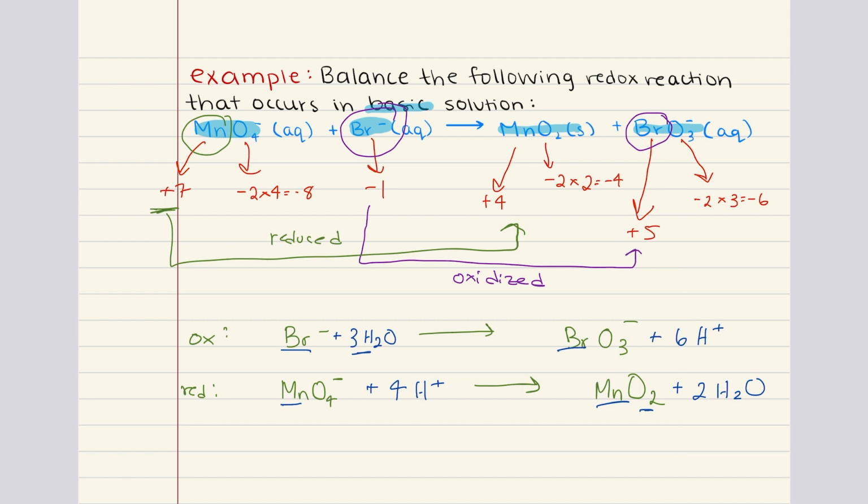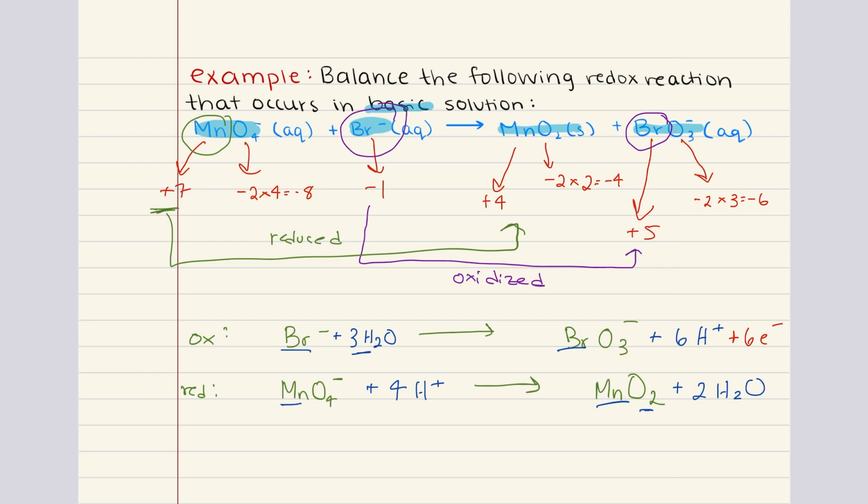In step 4, we want to balance each half reaction with respect to charge by adding electrons to the more positive side. Looking at our oxidation half reaction, our reactant side has a charge of -1, and our product side has a charge of +5. In order to balance that, we're going to have to add 6 electrons to the product side. Now both sides have a total charge of -1.